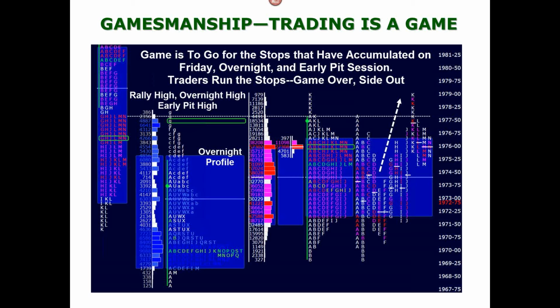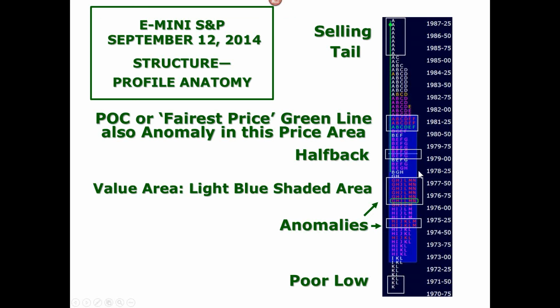Here's the structure, and we're just showing there's a selling tail. The POC, or fair price green line, is also an anomaly in this price, so it's right down here. We're looking at the value area. Anomalies are the jagged edges. Down here, we're looking at Friday was a poor low. These are all references that we look at throughout the day that help us make decisions. So here we have a selling tail. Here we have no buying tail.